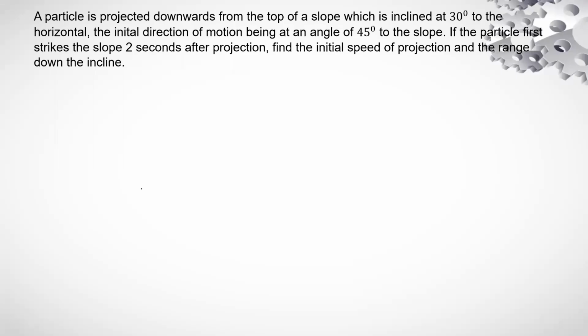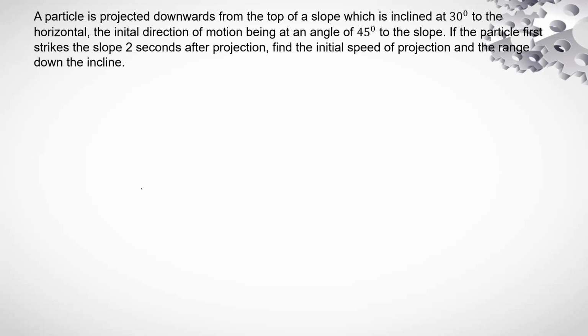Now let's go to our next concept, case 3, when it's projected downwards. A question says, a particle is projected downwards from the top of a slope which is inclined at 30 degrees to the horizontal, the initial direction of motion being at an angle of 45 degrees to the slope. If the particle first strikes the slope 2 seconds after projection, find the initial speed of projection and the range down the incline.